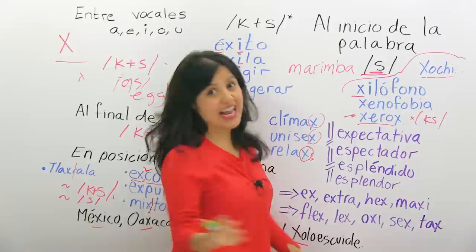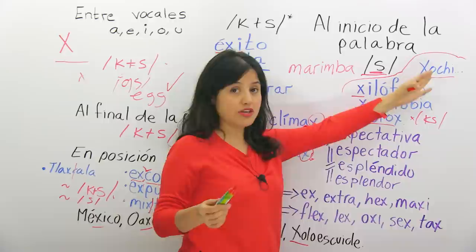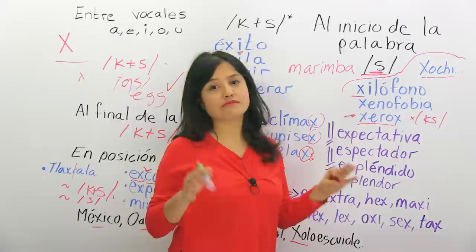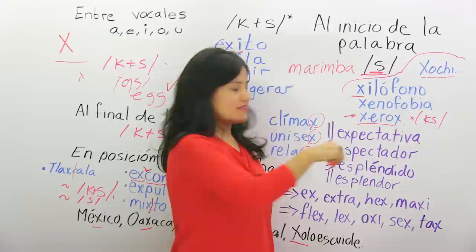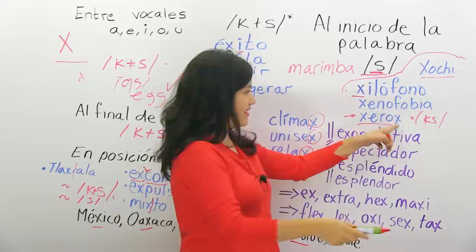Muy bien. But Xochitepec, unlike Xochimilco, close to where I am from, is a pretty little town in the mountains, the outskirts. Really nice. I used to go to buy corn on the cob. Anyway, that's a personal thing. Seguimos. So it's the S and the X al final de la palabra.